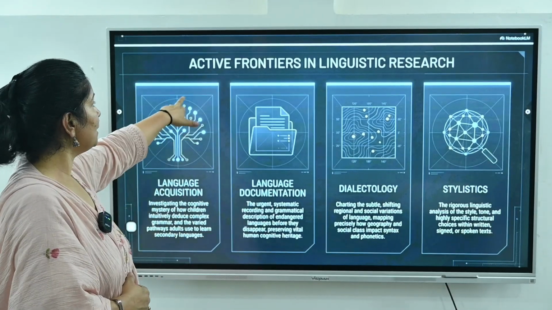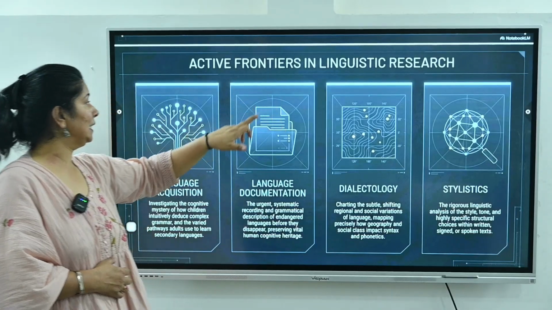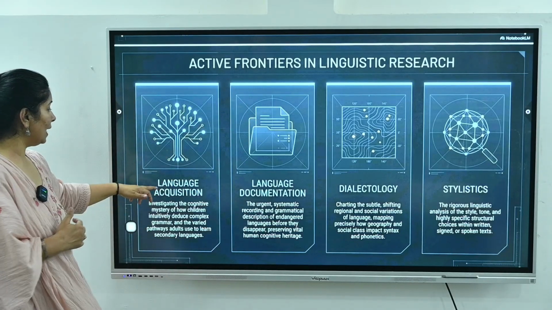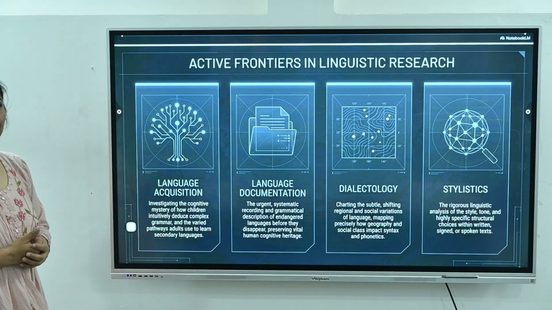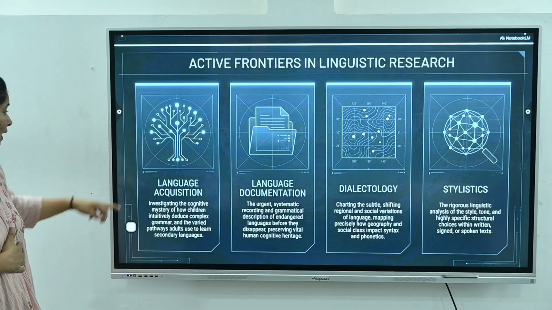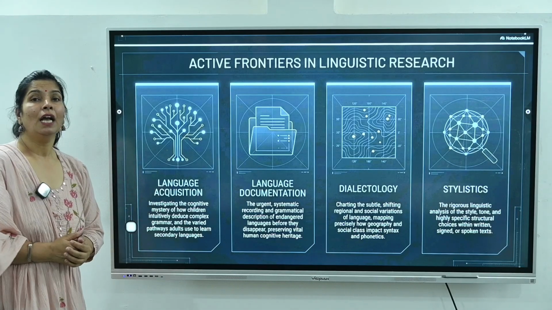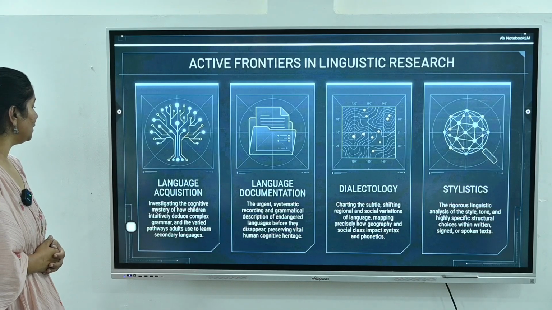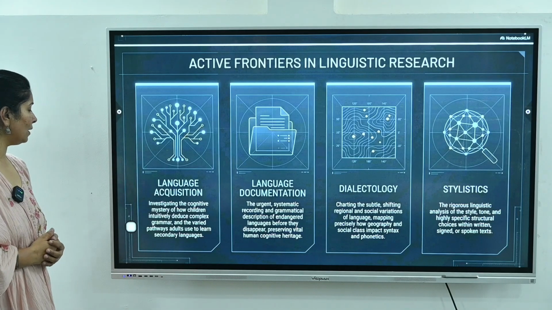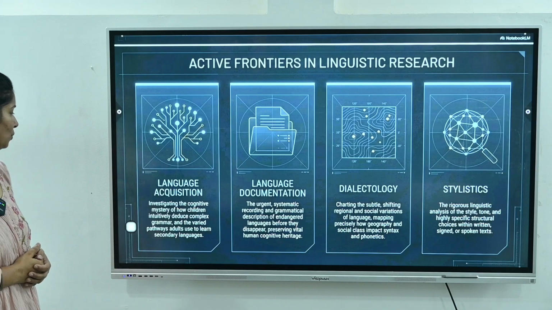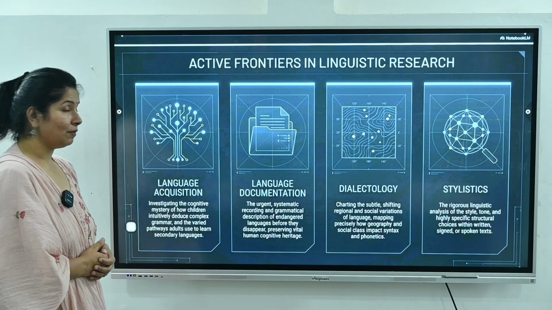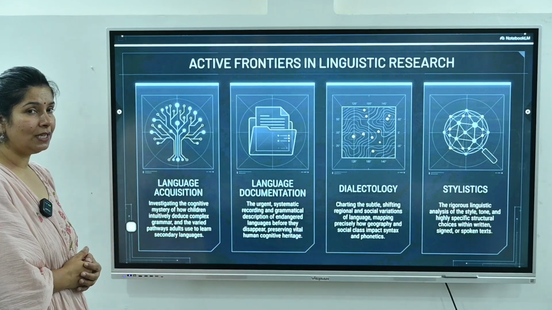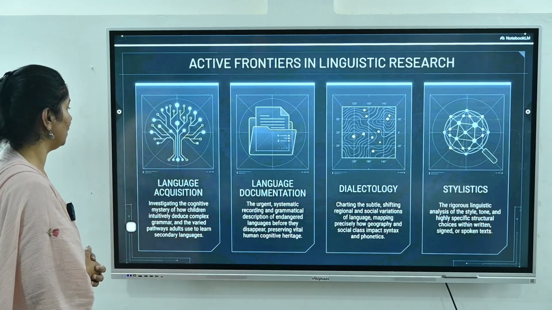So, the active frontiers in linguistic research. We can study language acquisition from the research point of view, investigating the cognitive mystery of how children intuitively deduce complex grammar and the very pathways adults use to learn a second language. So we can research it at this point.